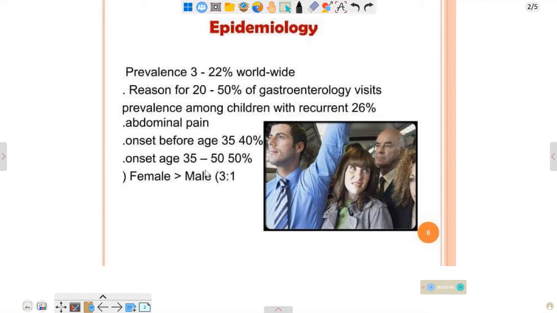Epidemiology of IBS is 3 to 22% worldwide. The reason is gastrointestinal vision among children with recurrent 26%. Abdominal pain onset before age 35 is 40% or age between 35 to 50%.